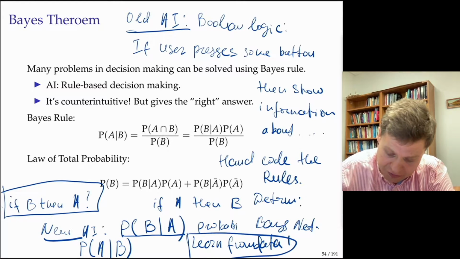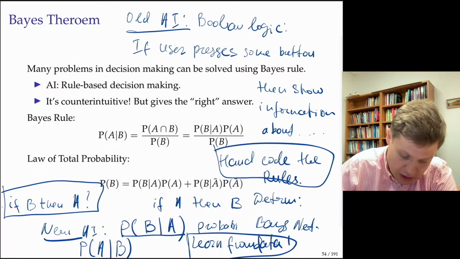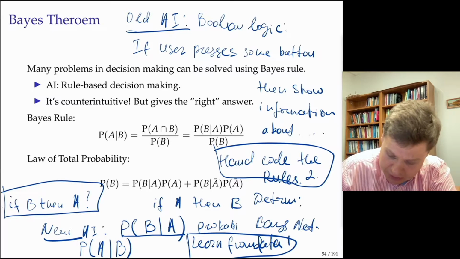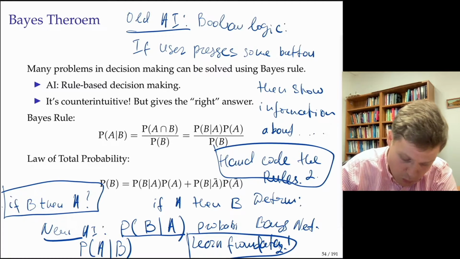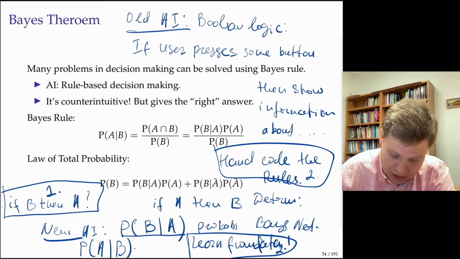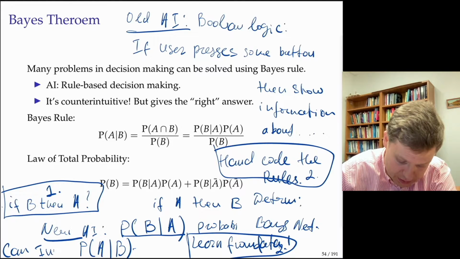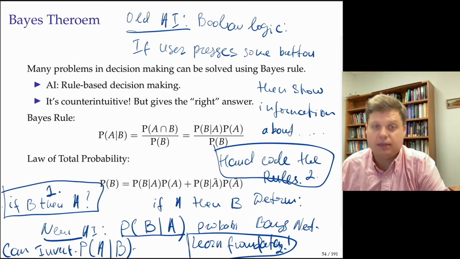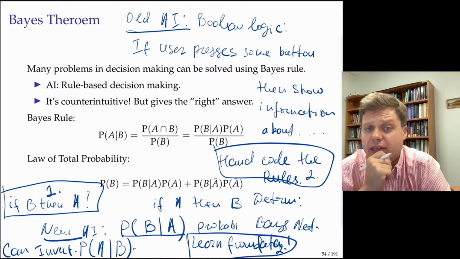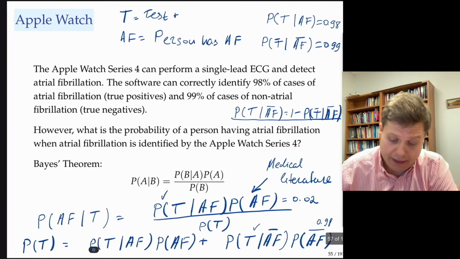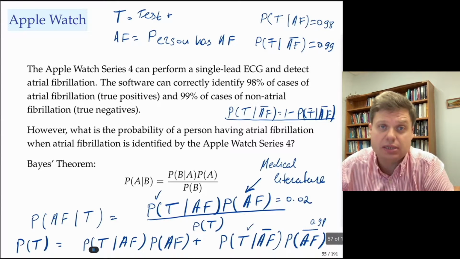So learn from data versus hand-coded rules. That's difference number two, a big difference. And difference number one is that here you cannot invert, and here you can invert. Sorry, it's a little bit scattered, but you get the idea. All right, so let's look at a quick example.